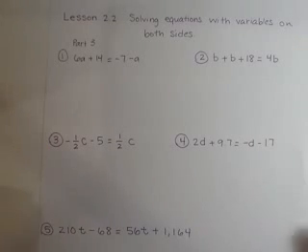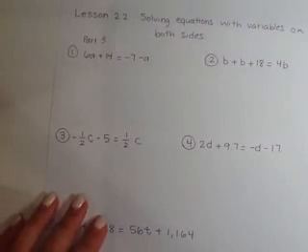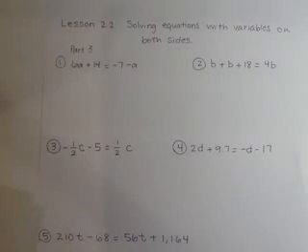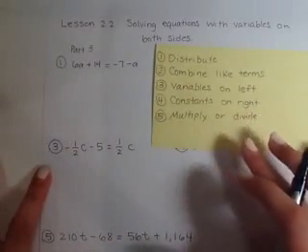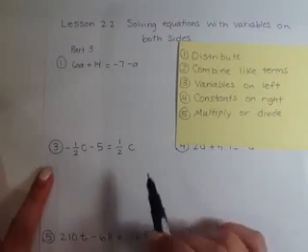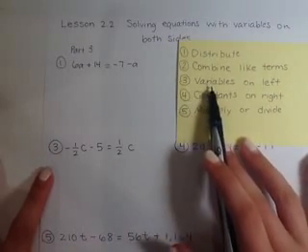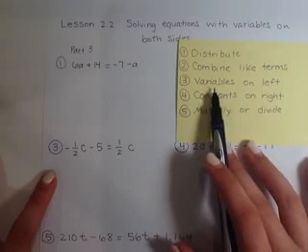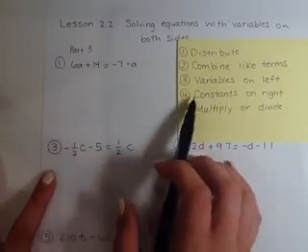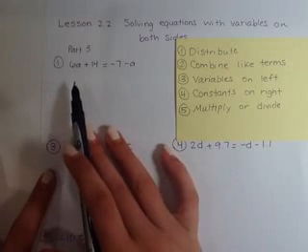In lesson 2.2, I will be showing you how to solve equations with variables on both sides. Remember, we use our 5 steps to solve equations. And on this first one, as you notice, variables are on both sides, so we're going to have to move all variables to the left side.